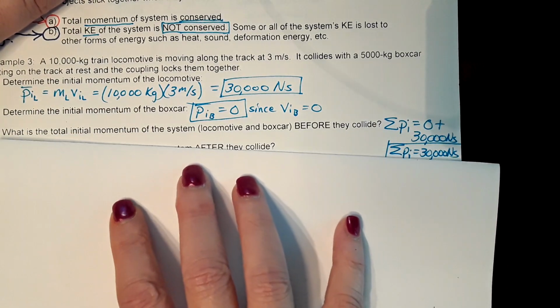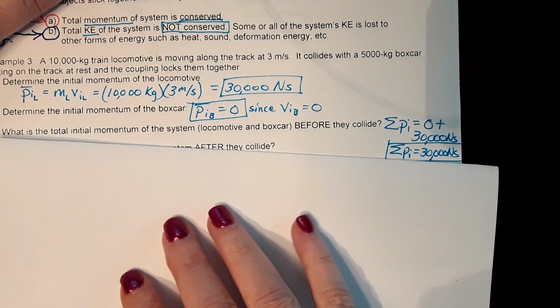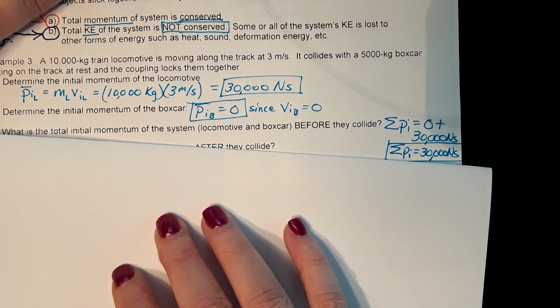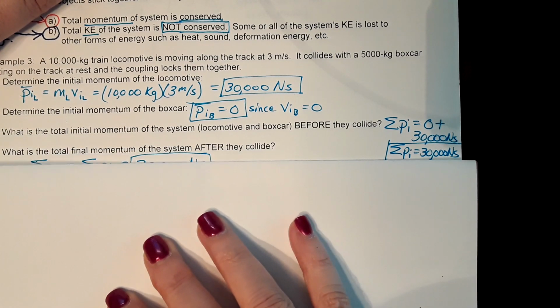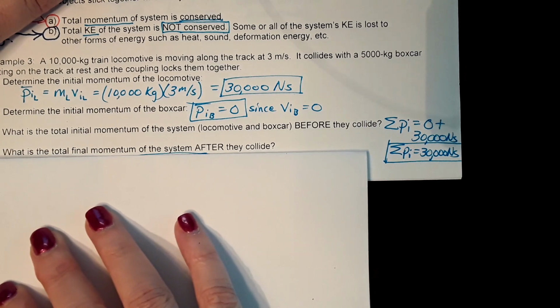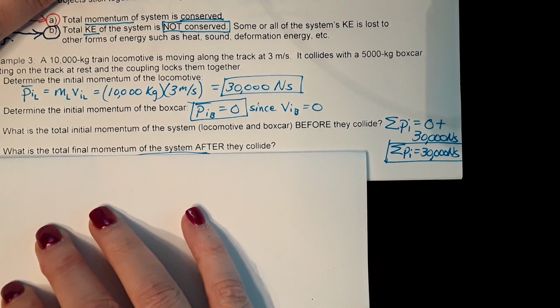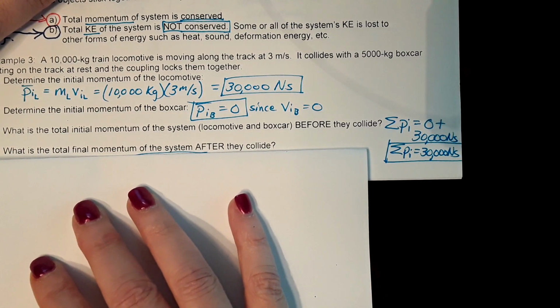So we would simply add the two initial momenta we just found, and obviously the answer is going to be 30,000 Newton seconds. Okay, now we want to know, what is the total final momentum of the system after they collide? Well, you might be thinking, we don't know the final velocity of the locomotive and the boxcar, so we can't do that. Actually, yes, you can.